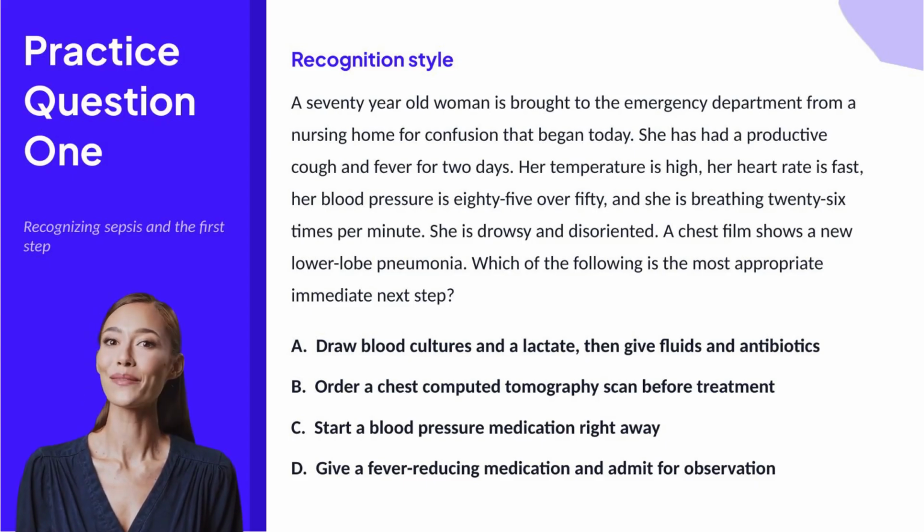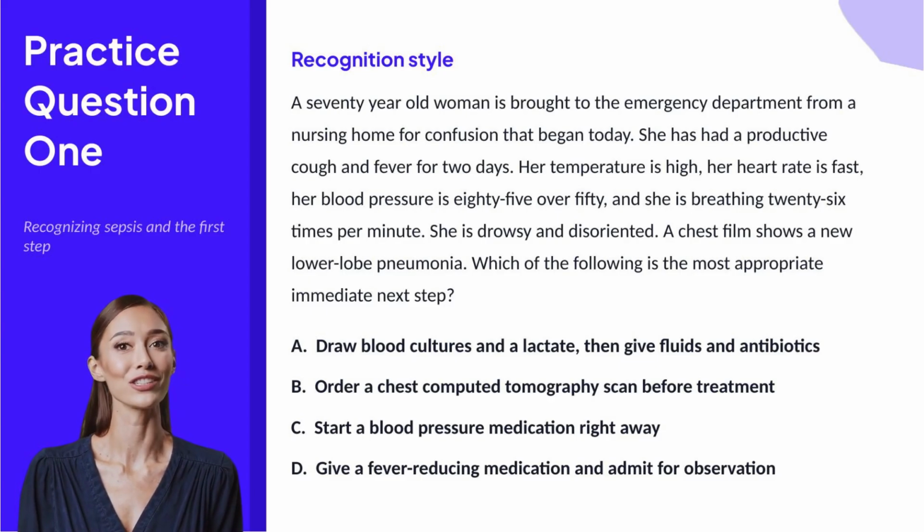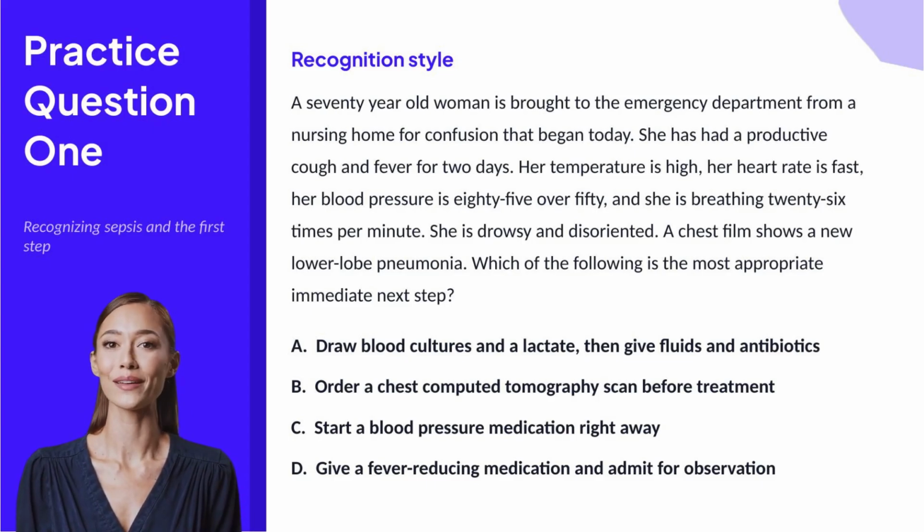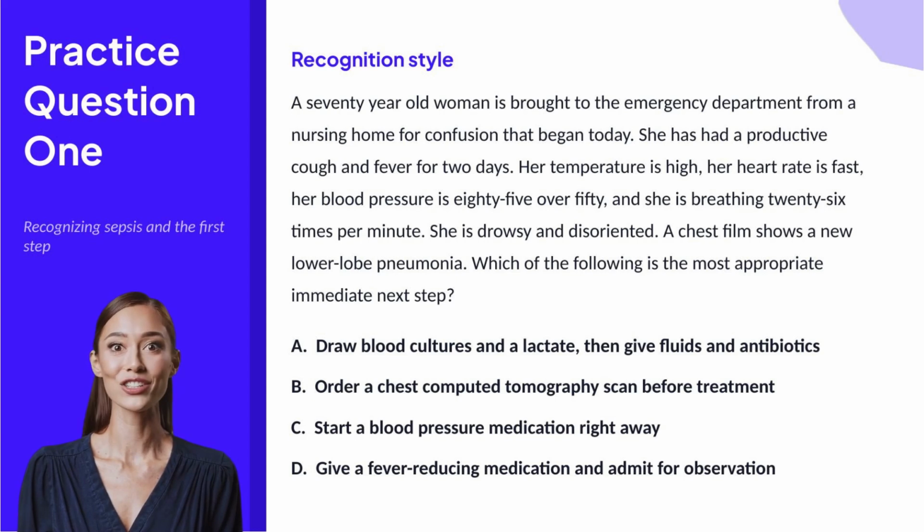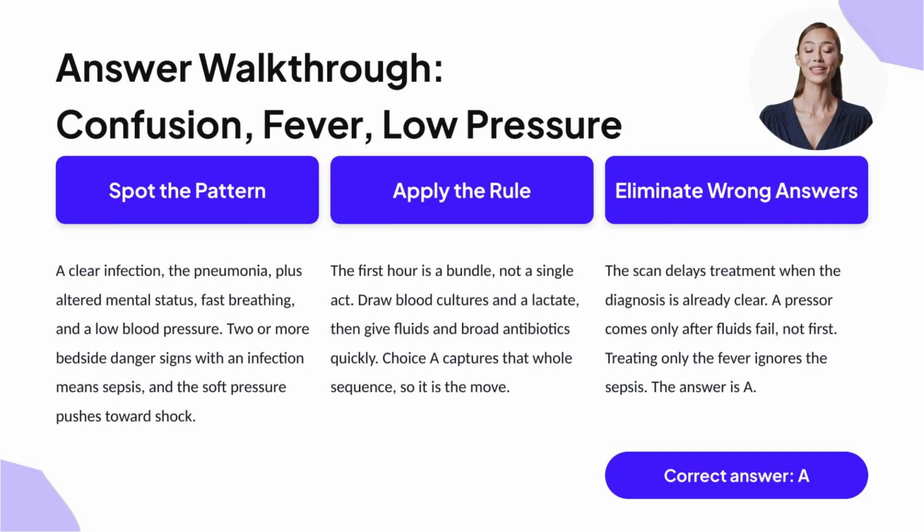Your choices are: draw blood cultures and a lactate, then give fluids and antibiotics. Order a chest-computed tomography scan before treatment. Start a blood pressure medication right away, or give a fever-reducing medication and admit for observation. Read that last line, stage the patient, and predict your answer before we walk through it together on the next slide. Here is the walkthrough.